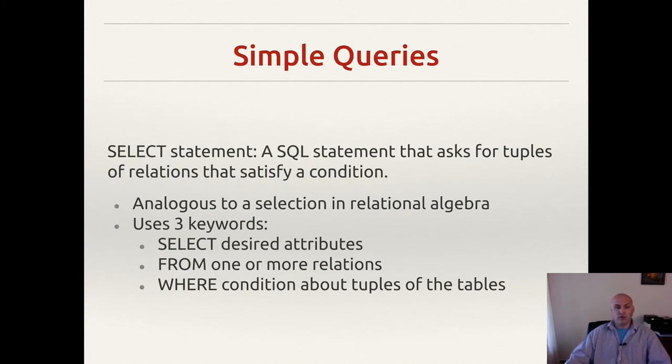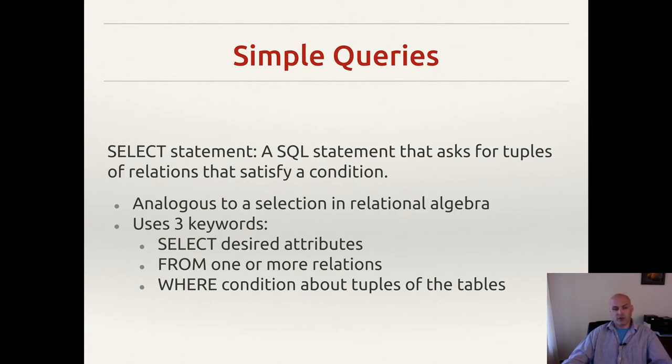So if that's the only criteria you had, you're going to have this kind of view or sub-view of your relation that shows those 10,000 tuples as opposed to the original million, right? So it's analogous to the selection in relational algebra, and it's broken up into three main keywords.